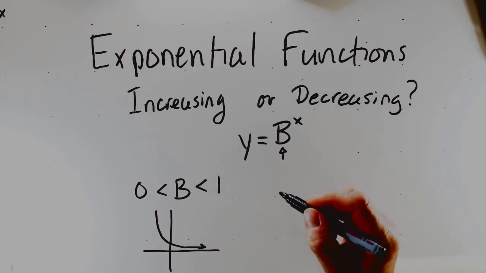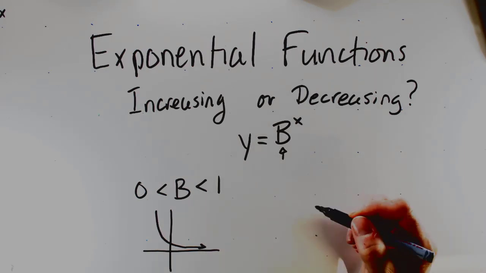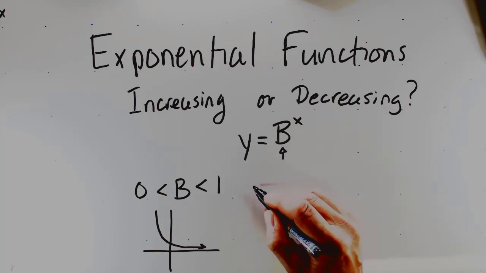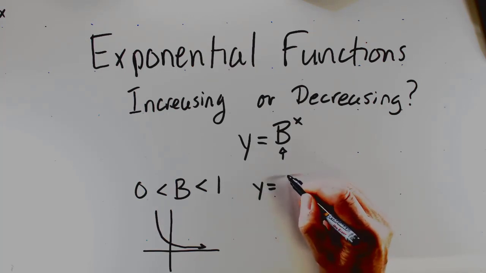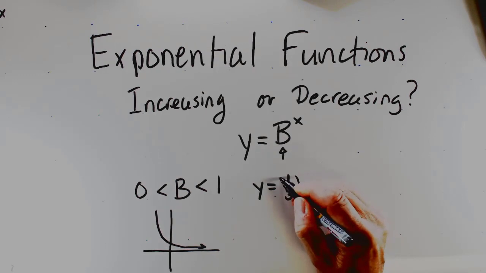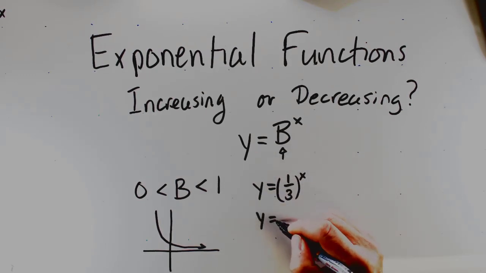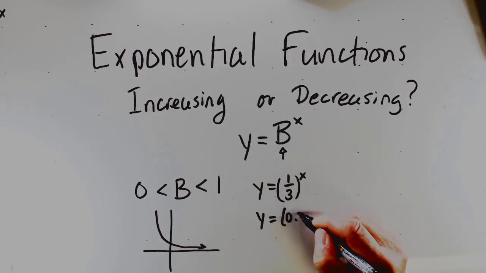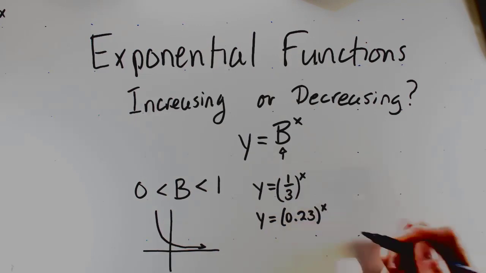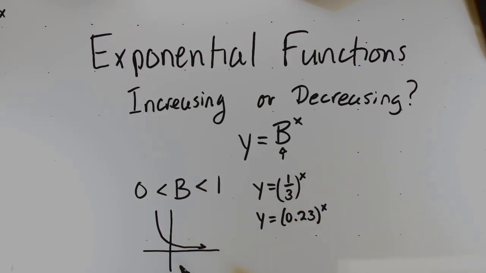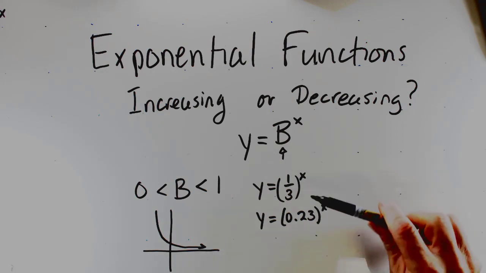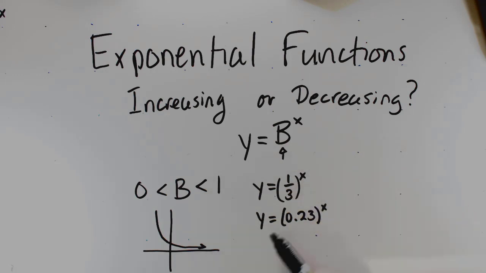And the reason is, when you multiply a fraction by itself many times, it just continues to get smaller. And so functions that tend to decrease throughout their domain, or as we look at them from left to right, are things like y equals 1/3 to the exponent x, or y equals 0.23 to the exponent x, because as we multiply these numbers by themselves, they tend to get smaller and smaller. 1/3 times 1/3 times 1/3 times 1/3. In other words, out here, it's getting really, really small. Never actually gets to 0.